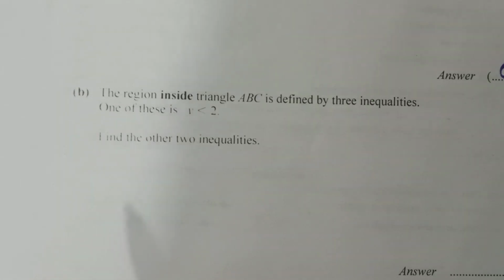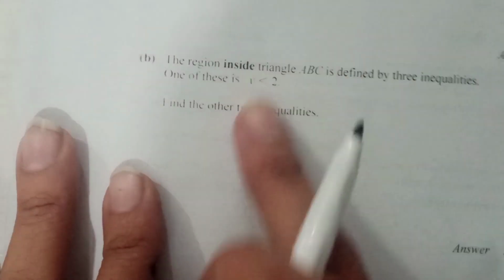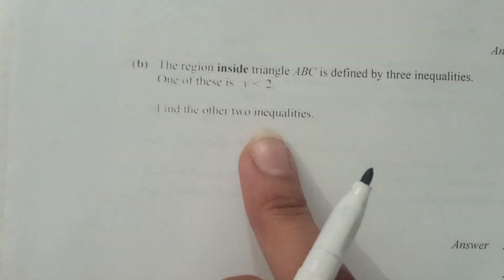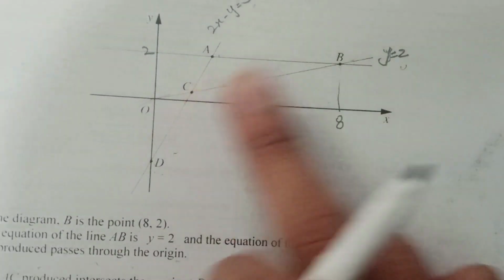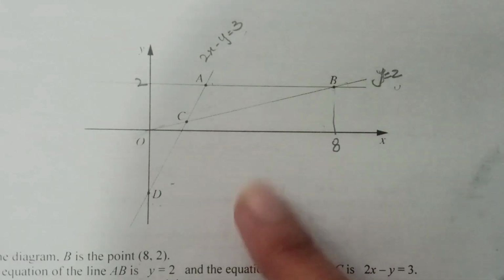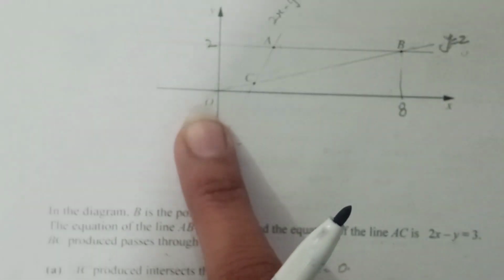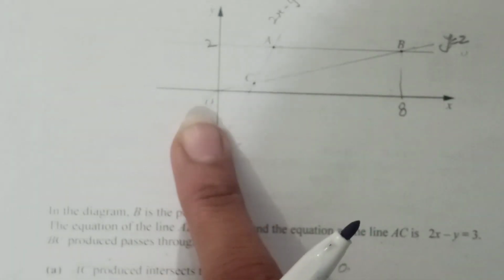B part, the region inside triangle ABC is defined by 3 inequalities. One is given, that is y is less than 2, and find the other 2 inequalities. First, we have to find the equation of BC. We have to first find the gradient of this line. The point B is given to us, which is 8 and 2, and we also know the second point, because this line is produced from the point O, which is 0 and 0.